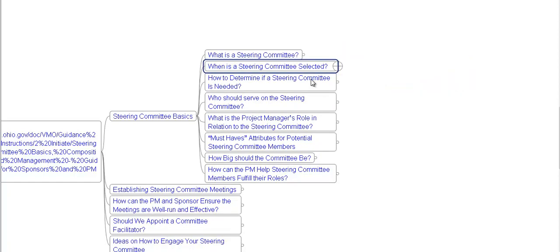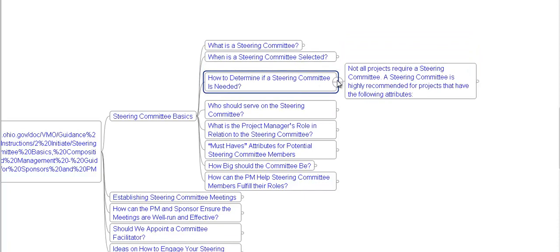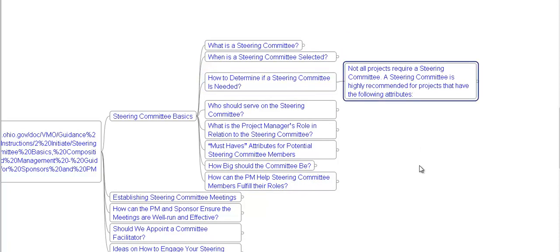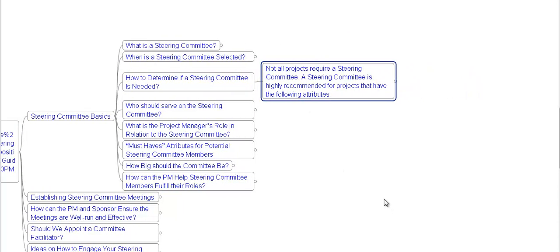How to determine if a steering committee is needed? Not all projects require a steering committee. A steering committee is highly recommended for projects that have the following attributes.